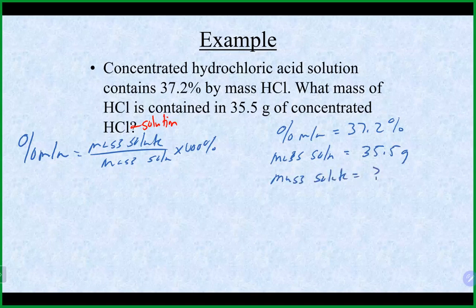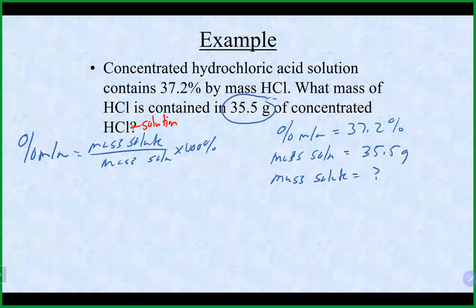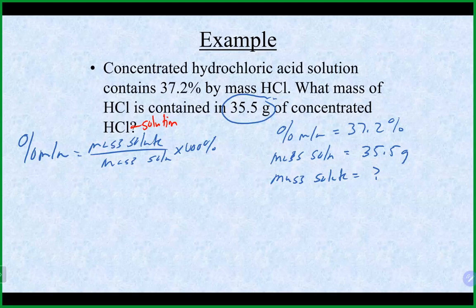How did I know that this was the mass of the solution and not the mass of the solute? It's very simple, because we are looking for the grams of HCl, and remember that the name of the solution is the solute. So if we're looking for grams of HCl, that means we are looking for the solute. That means the 35.5 would have to be the solution's mass in this particular case.